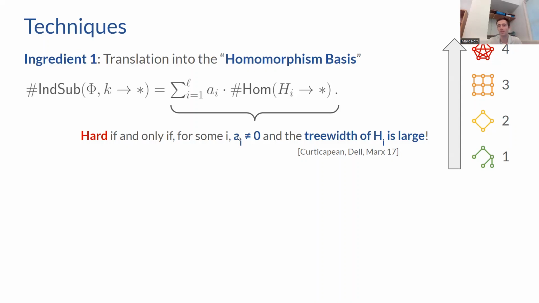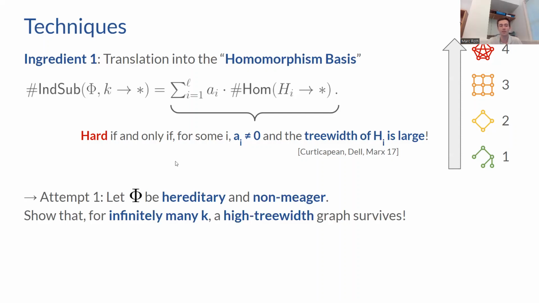So with this result at hand, the general attempt we used in the last works was the following. We fixed a property that was non-meager, or we showed that for any property which was non-meager, we wanted to prove that for infinitely many k, a high tree width graph survives in this linear combination, which is, by the way, unique, and which also has a non-zero coefficient.